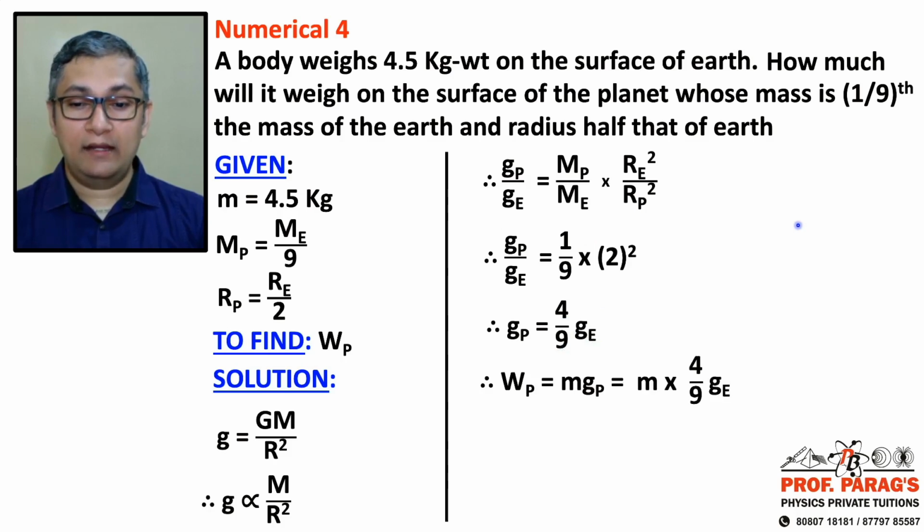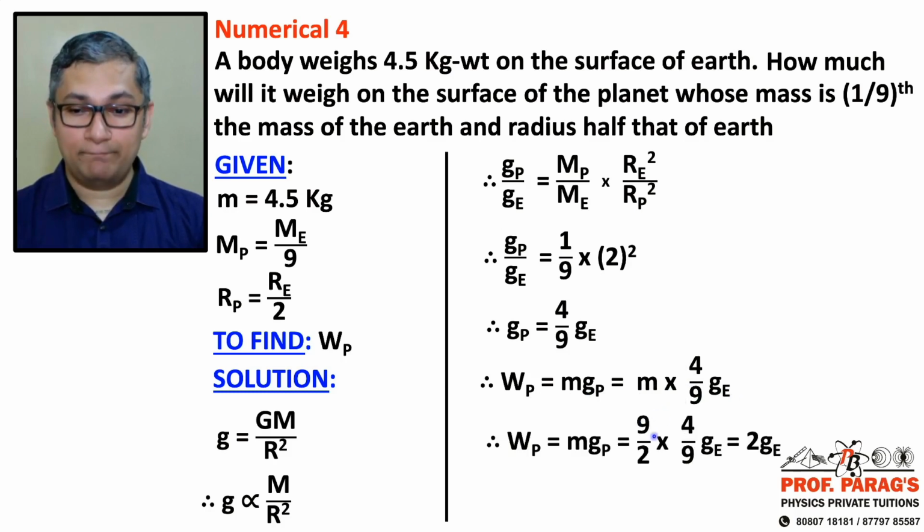If I want the weight, and weight is nothing but mg, so on the planet it's m into gp, so m into 4 by 9 ge. Let's put the value of m. The value of m here is nothing but 4.5. Can I write 4.5 as nothing but 9 by 2? Half of 9 is 4.5. So 9 by 2 into 4 by 9 into ge. So the 9 gets cancelled off. 4 divided by 2 gives me 2. So I have 2 times ge as the value of the weight on the planet.